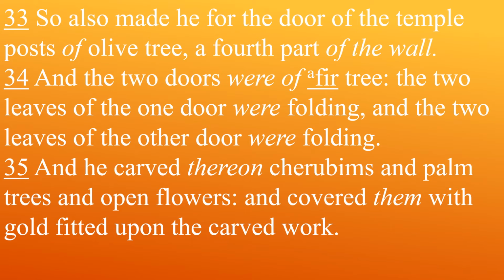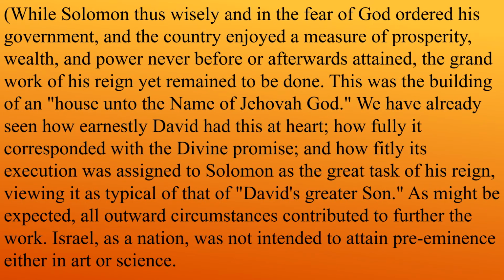So also made he for the door of the temple posts of olive tree, a fourth part of the wall, and the 2 doors were of fir tree, and 2 leaves of the one door were folding, and the 2 leaves of the other door were folding, and he carved thereon cherubims and palm trees and open flowers, and covered them with gold fitted upon the carved work. Holy mackerel, sounds like a lot of gold, doesn't it?